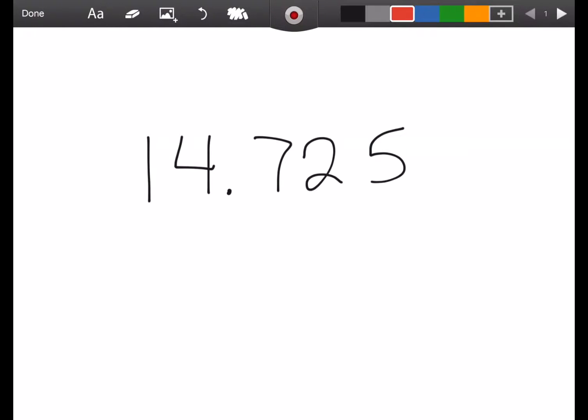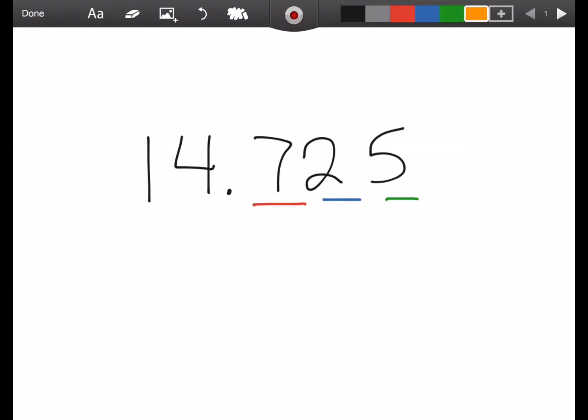So remember, starting with our decimal places, we have the tenths place, which is here. We have the hundredths place, which is here. And we have the thousandths place, which is here. So there's a 7 in the tenths place, a 2 in the hundredths place, and a 5 in the thousandths place. So if we were going to read this number, we would say 14 and 725 thousandths.